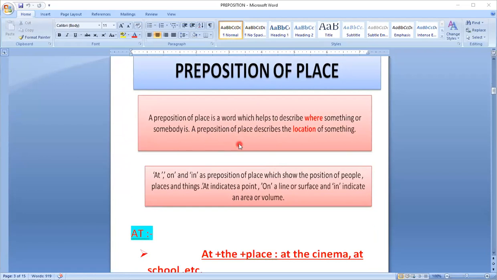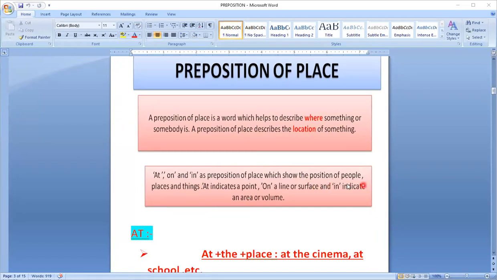Okay, a preposition of place describes the location of something. हमको क्या पता चल रहा है, क्या है उसकी location, वो कहाँ पर है. Okay, so at, on and in as prepositions of place. जो at, in और on हैं, वो preposition of place हैं, which show the position of people, places and things.